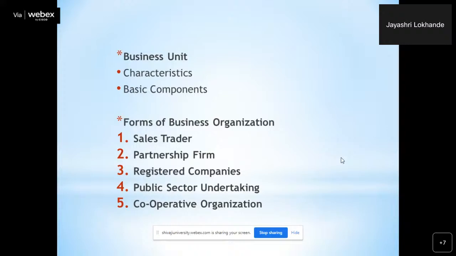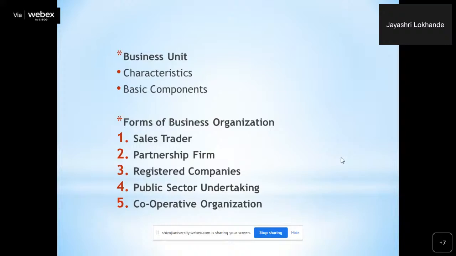An active partner is involved in the day-to-day business operations. Next partner is dormant partner. A dormant partner is not involved in the day-to-day operation. Third is nominal partner. Such a partner neither invests money nor takes active participation in the business. That is, nominal partners are simply the face of the company to add goodwill to the firm.